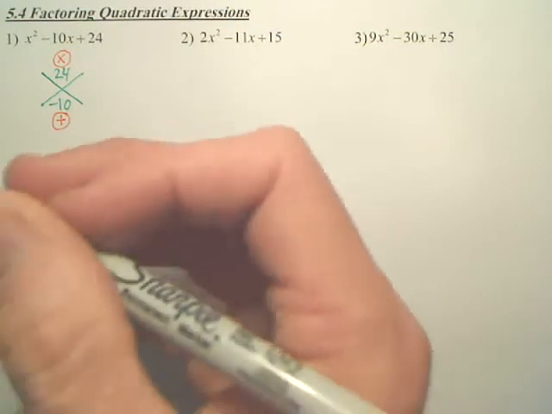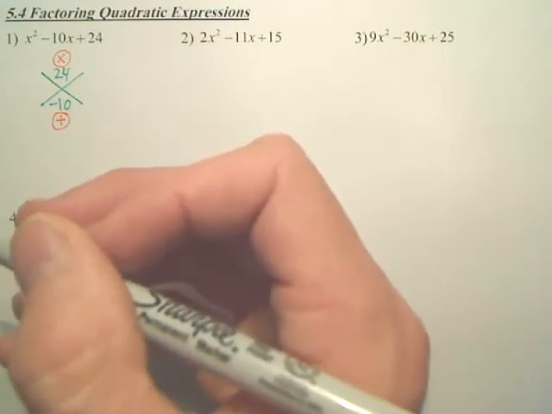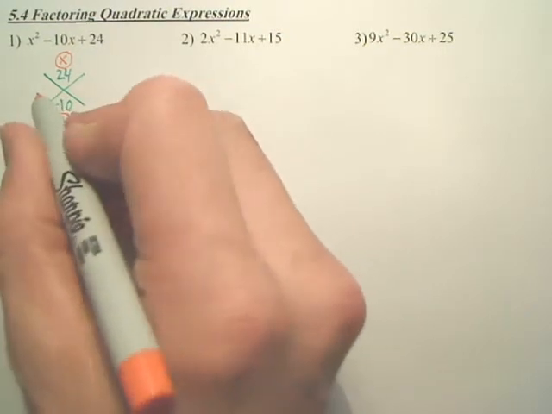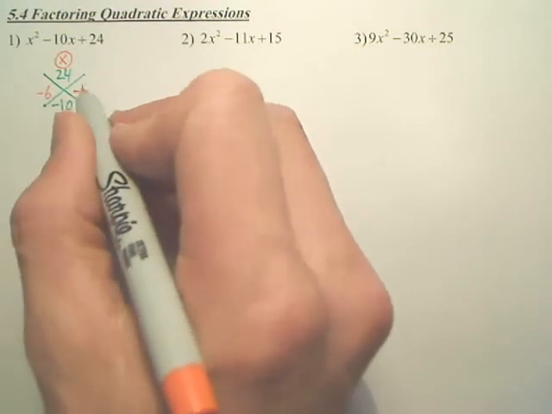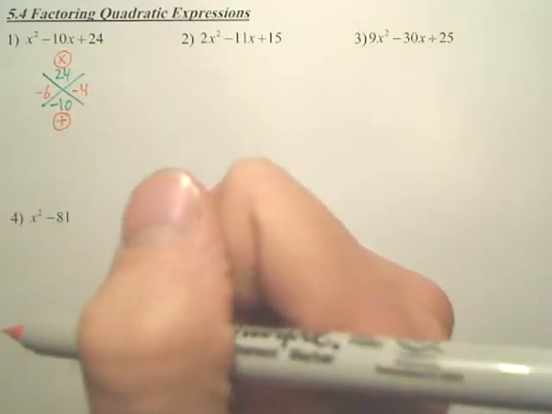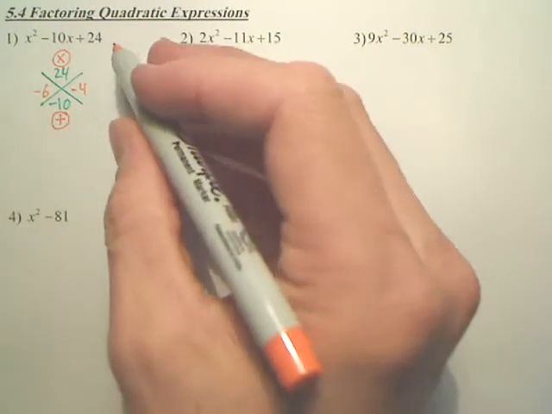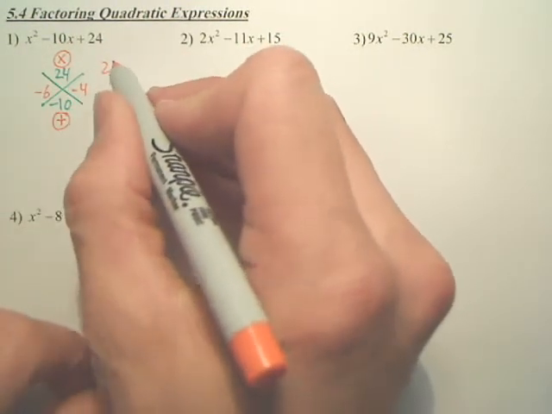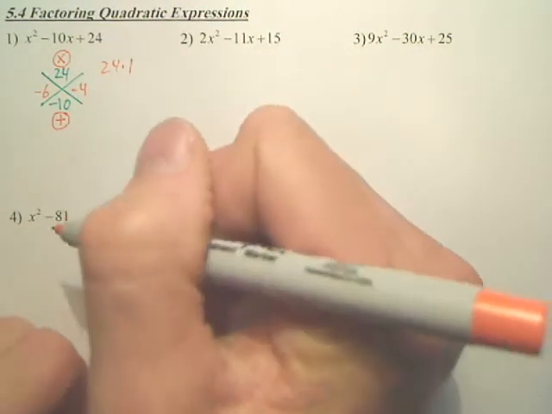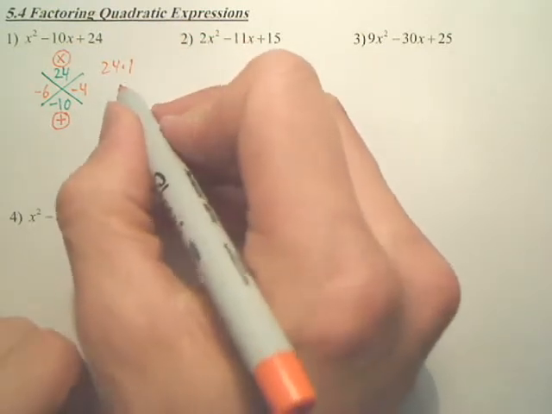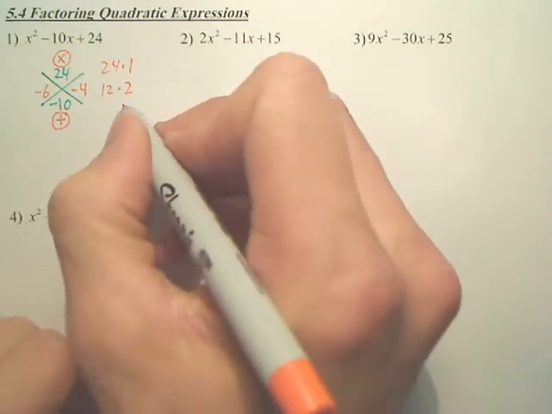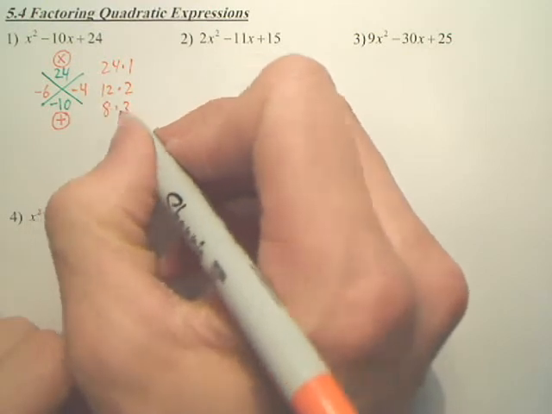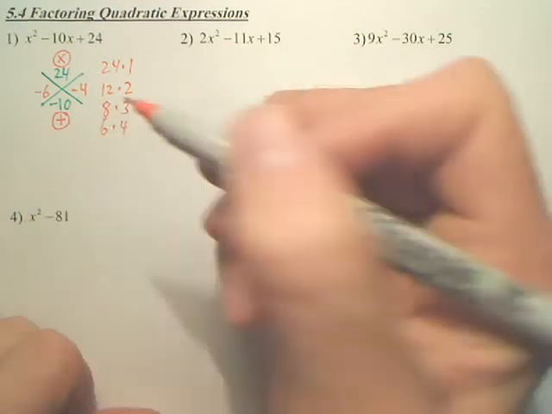In this situation, it's kind of like a guessing game. You kind of got to go through all your multiples. In this situation, it's negative 6 and negative 4. Now, if you didn't see that, what you do technically is you go to 24 and you think of all the numbers to get 24. 24 times 1. Then maybe 2 times 12. And then 3 times 8. And then 4 times 6.